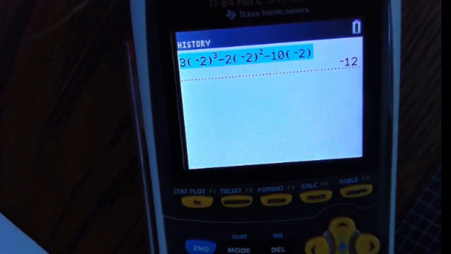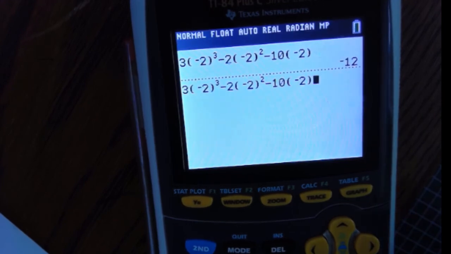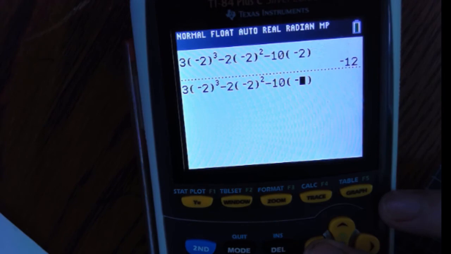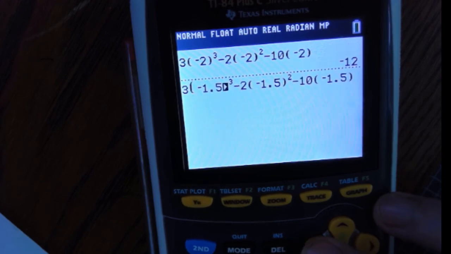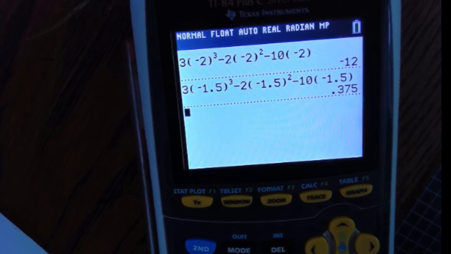Now let's try plugging in negative 1.5, because that was the next one. So I'm just going to use this, move the cursor, enter, and change everything to negative 1.5. This is really easy, not having to type in all the stuff again, and hit enter. Now this is 0.375, which is greater or equal to 0, so negative 1.5 works. Now we're going to try the number between negative 1.5 and 0, which was negative 1. I already have the rest of them plugged in, so I'm going to give you the answers, but I just wanted to show you how this works.